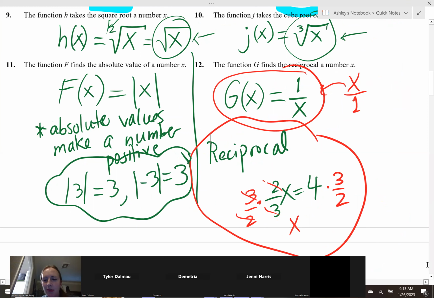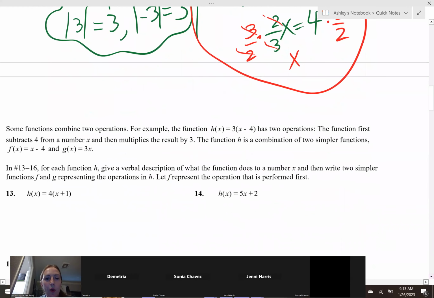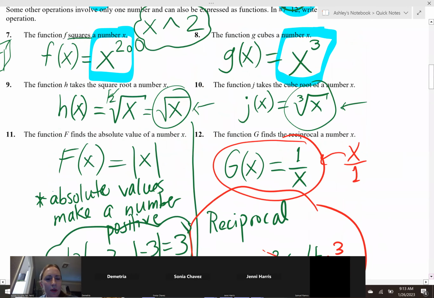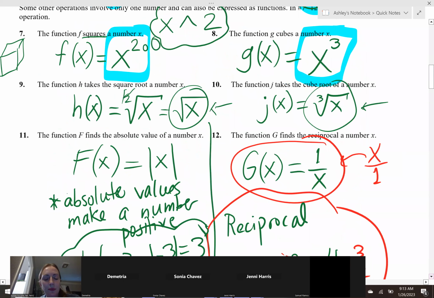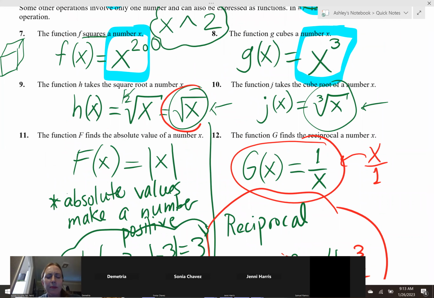Before we move on, do you have any questions about that, or does that kind of make sense? How do you feel about it? On number 9 up there, is the square root right there in front of the X or behind it? Well, X is inside the square root. Okay, so there's no 2 there. Right. Because the other one has a 3.